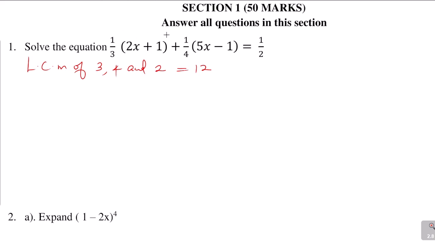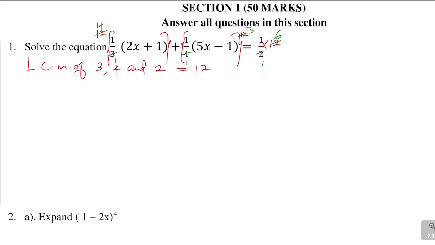So we multiply the whole of these by 12, and also the last one by 12. When you do this, this is what you're going to get. 3 divided by 3 is 1. 12 divided by 3 is 4. 4 divided by 1 is 4. 4 divided by 4 is 1. Then 12 divided by 4 is 3. 12 divided by 2 is 6.